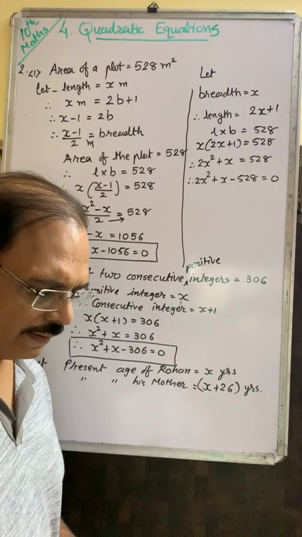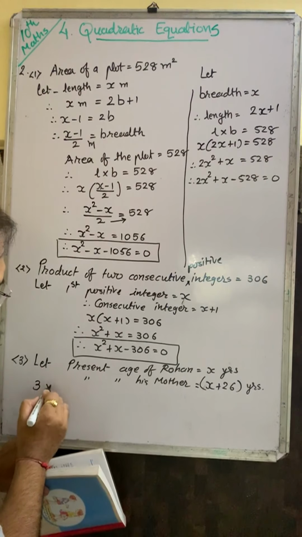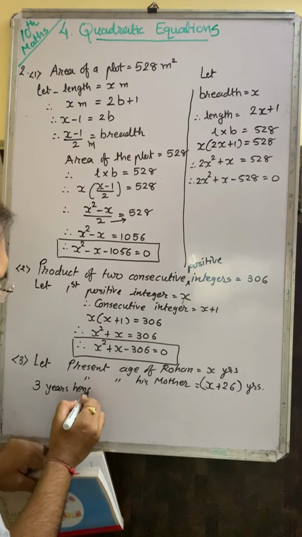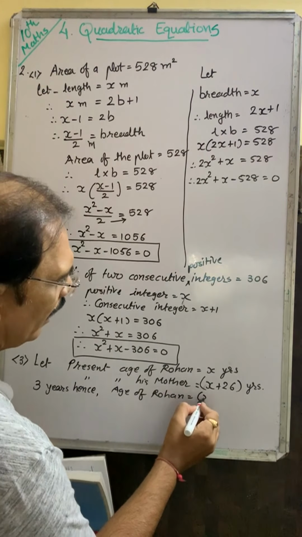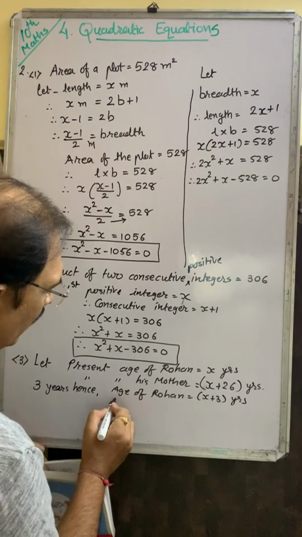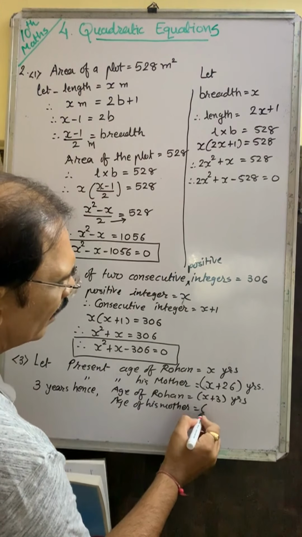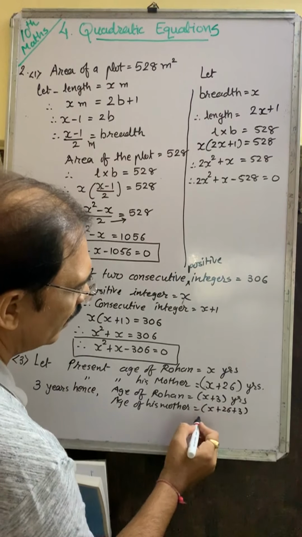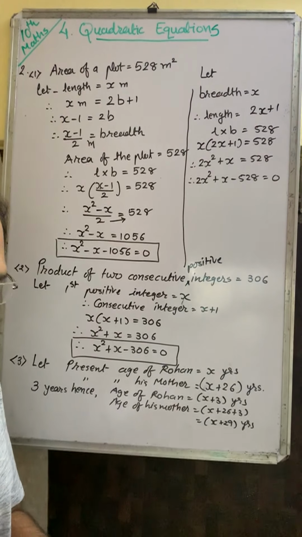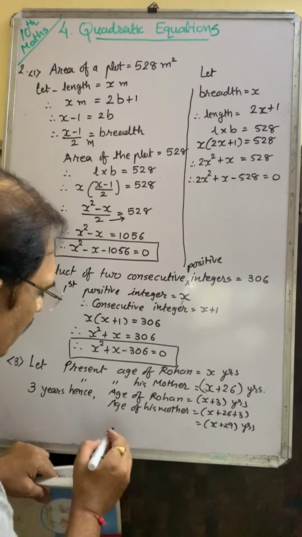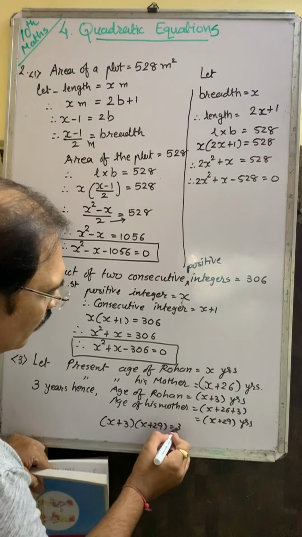Product of their ages 3 years from now, means later. So 3 years hence, the age of Rohan will be x plus 3 years, and the age of his mother will be x plus 26 plus 3, that is x plus 29 years. Product of these two, x plus 3 into x plus 29, will be 360.